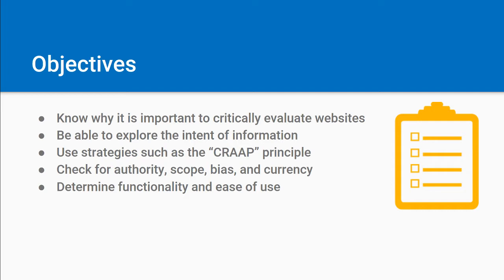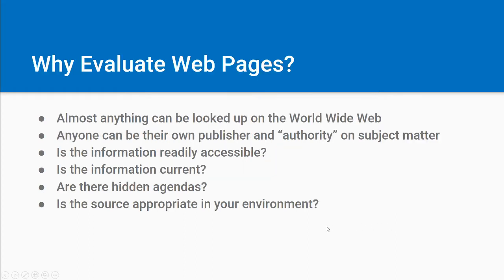And just like you did in social media, we're going to use strategies such as the CRAP principle to evaluate web pages. And from that, you should be able to check for authority, scope, bias, and currency, as well as functionality and ease of use.